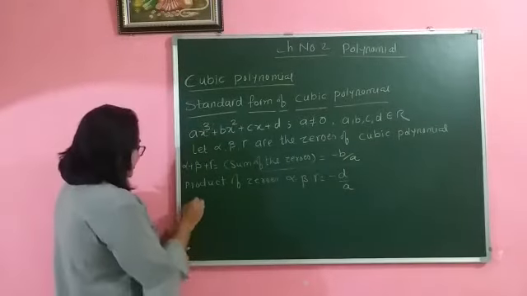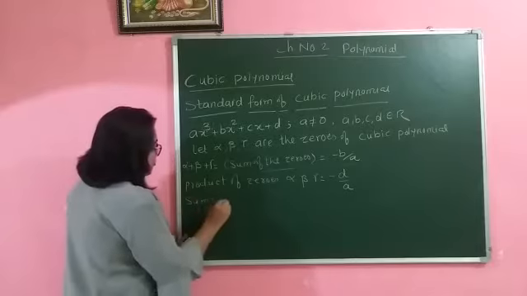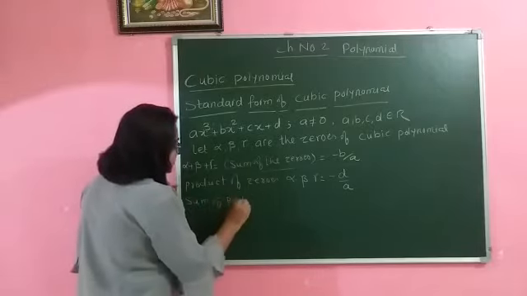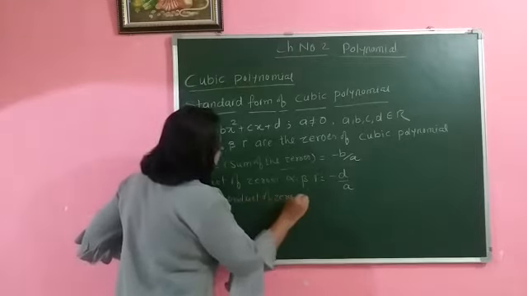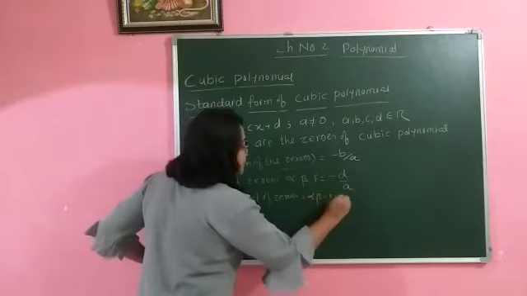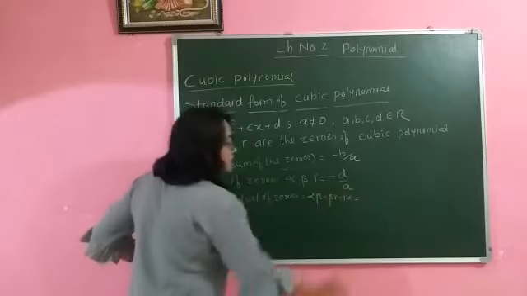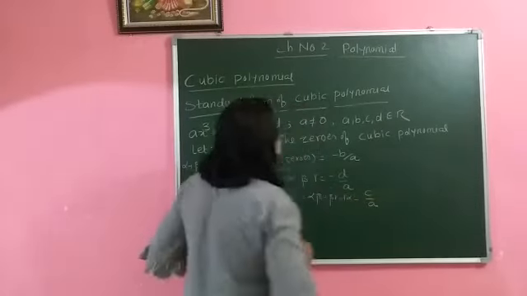And the sum of the product of zeros, that is alpha beta plus beta gamma plus gamma alpha, is equal to what will I write? It is c by a.